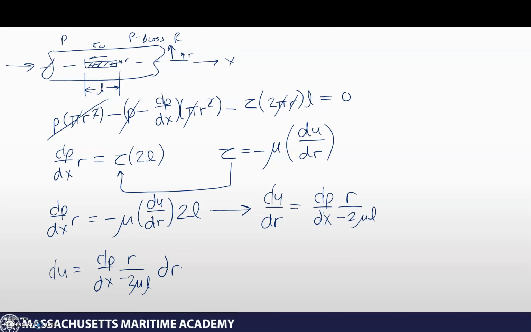Now what I want to do is integrate this over the entire pipe. So I'm going to integrate this from 0 to r, and over here from 0 to r. And then I also want to apply some boundary conditions. And so those boundary conditions are, let's think about it.